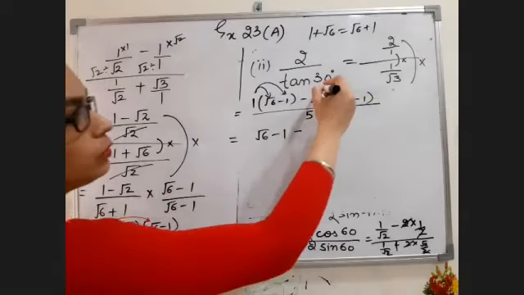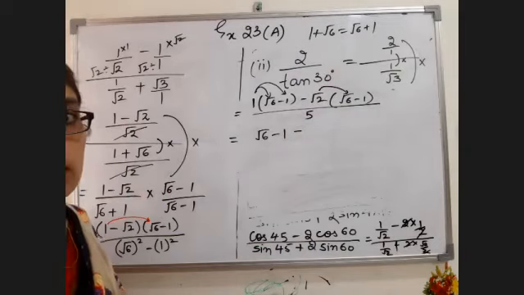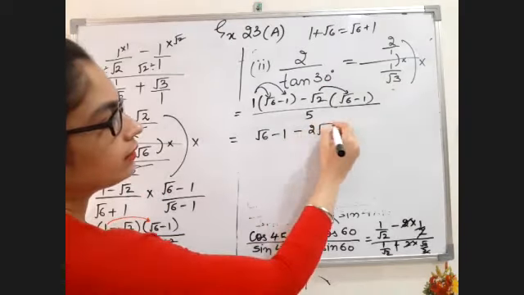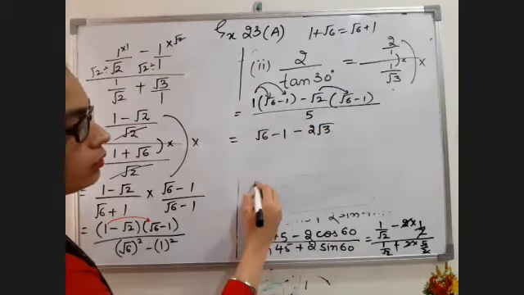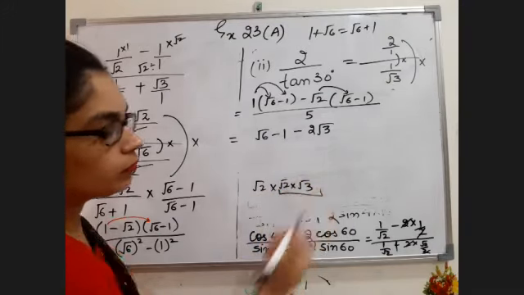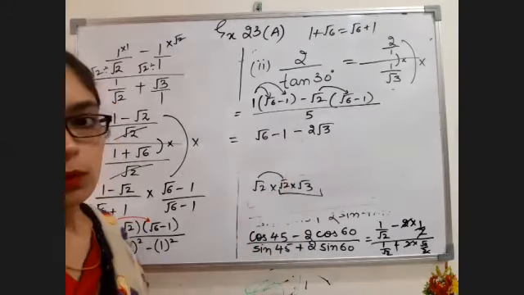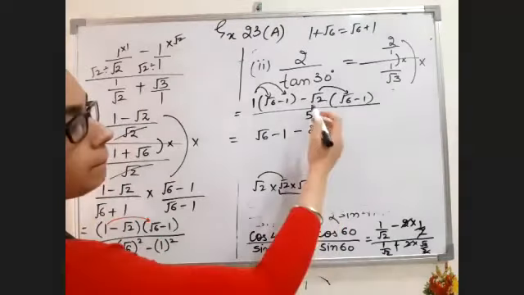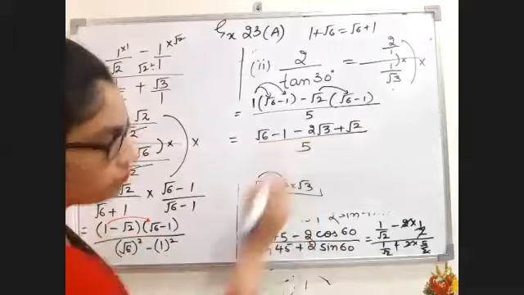Don't forget. So root 6 into root 2 is root 12, which is 2 root 3. See why 2 root 3? Because root 6 is root 2 into root 3, so root 2 into root 2 will become 2, and root 3 as it is. Now what should I write? Plus root 2, by 5.